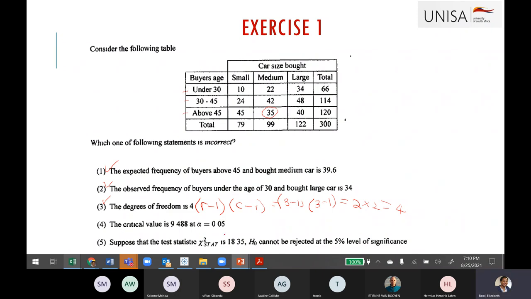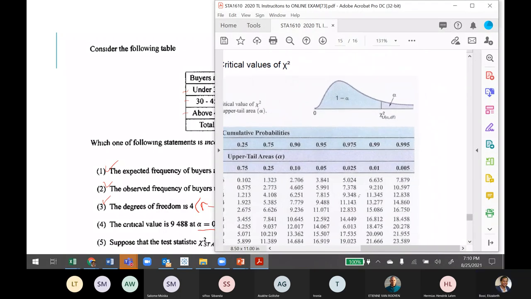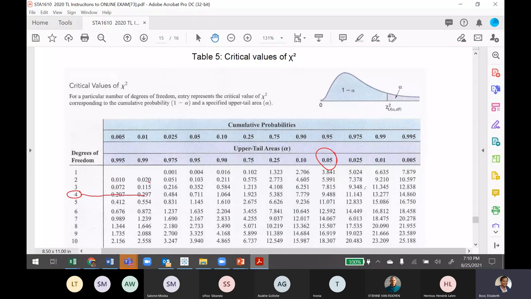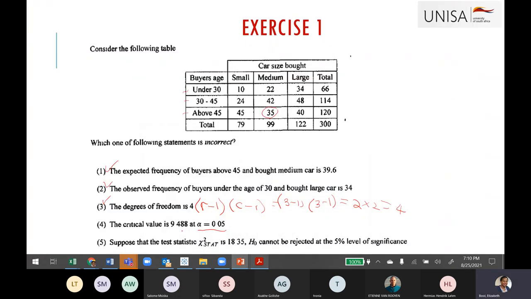The critical value at alpha of 0.05, we need to use the degrees of freedom of 4 and the level of significance of 0.05. We go to the table, look for 0.05 and the degrees of freedom of 4, where they both meet. That is 9.488, which is correct. Making a decision, we know that this is the critical value region. Our test statistic is 18.35, which will fall in the rejection area, so we will reject the null hypothesis, and the statement says we cannot reject the null hypothesis, therefore that is the incorrect statement.